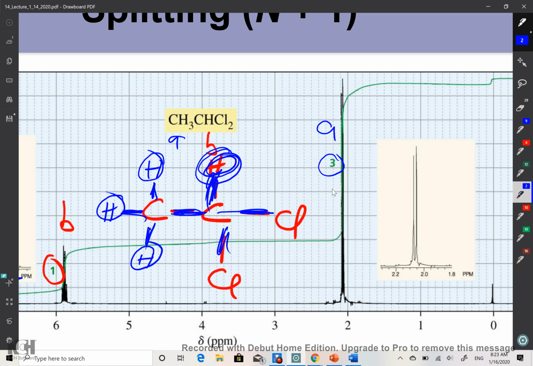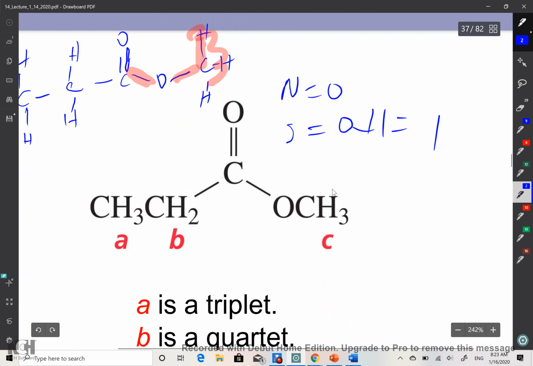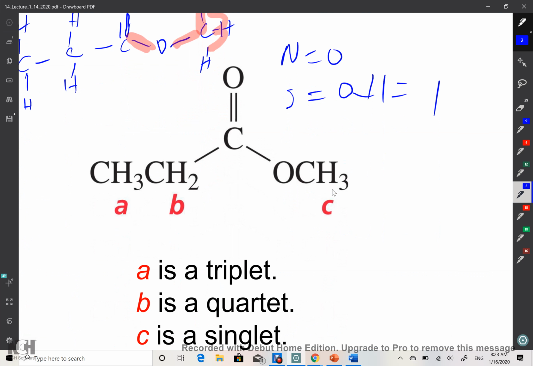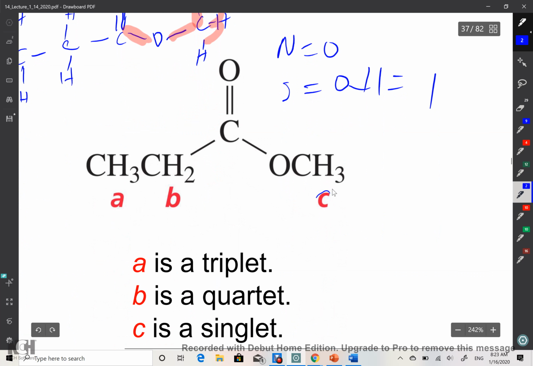We'll move forward. And so we can use the same ideology to determine the splitting pattern over here. So like I said, let's look at the group of protons in C. How many protons are neighboring C or adjacent to C? In this case, there will be 0. And so the value of N is 0. 0 plus 1 is 1. And when you have 1, we refer to that as a singlet.